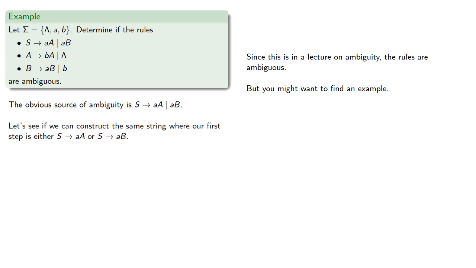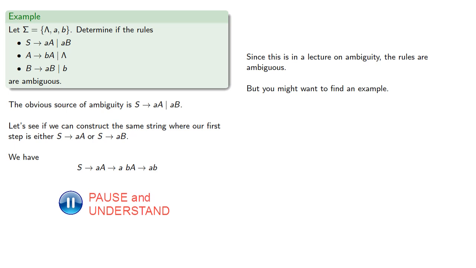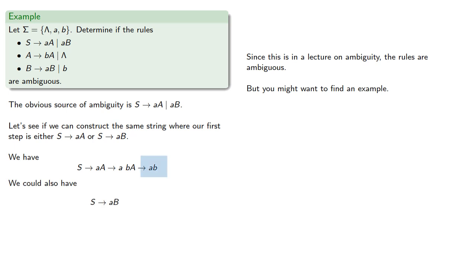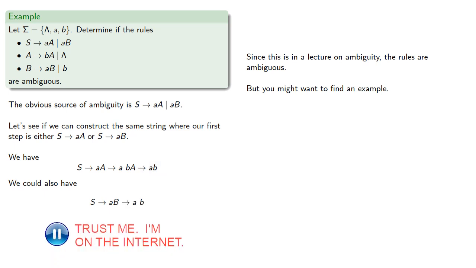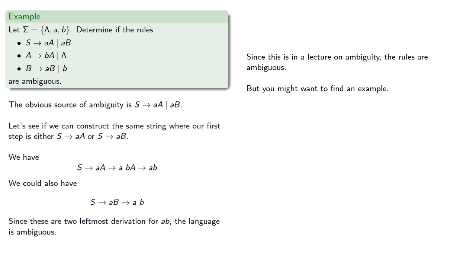And so let's see if we can construct the same string where our first step is either S produces AA or S produces AB. And so we have S produces AA, and then we'll have A produce BA, and then A produce the empty string. We could also start our production S produces AB, and our goal is to end with the same string, and we can do that because B could produce B. And since there are two leftmost derivations for AB, the language is ambiguous.